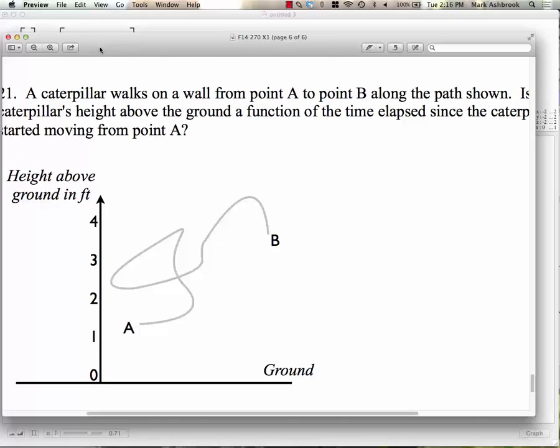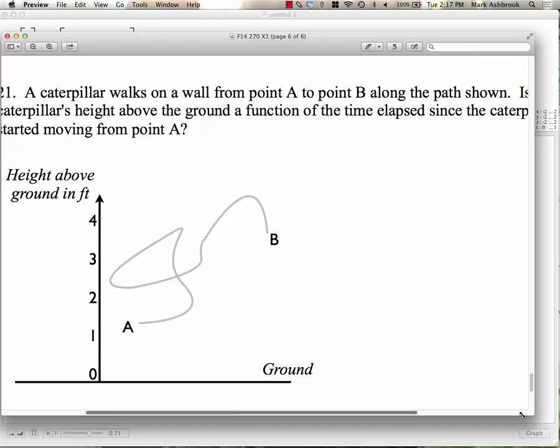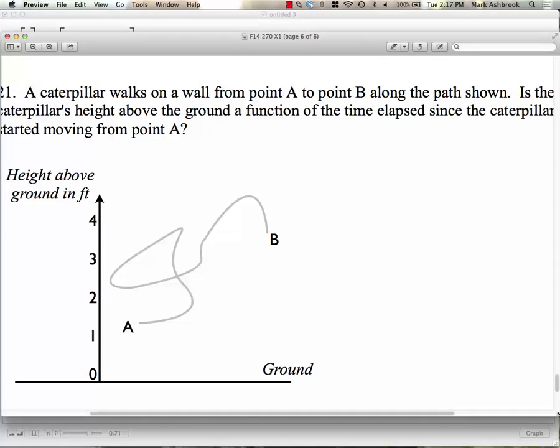This would be because at any given second the caterpillar couldn't be at two places at one time. It would go back to the same height, but it would never go back to the same second. It would not look like that. Yeah, because I'm still visualizing that. So it would be different.